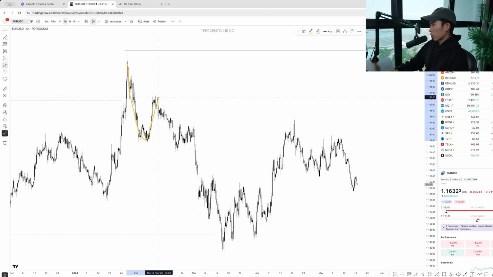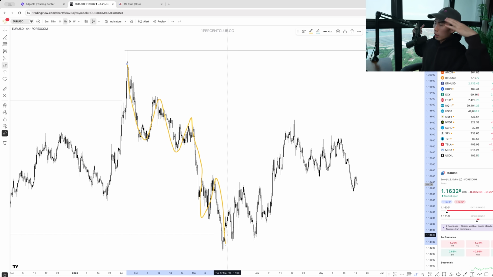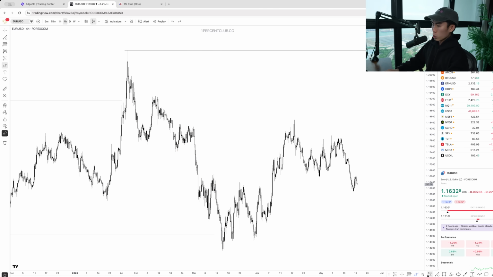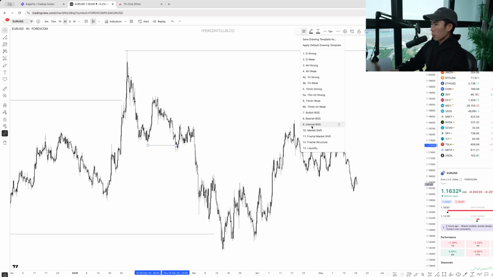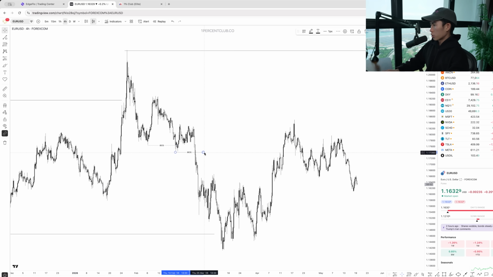This is your structure being formed right here as well, right? This is the internal structure that we saw on the higher time frame. Now we are just zooming in, looking at price using a microscope, and we see that price is creating lower highs, lower lows, lower highs, lower lows. All of this is what? Your internal break of structure, right? So you can map all of those up as your internal break of structure.